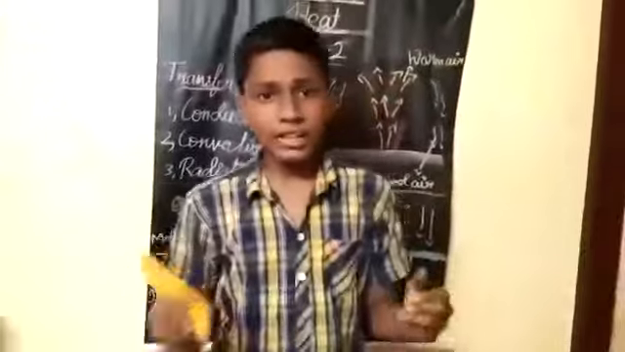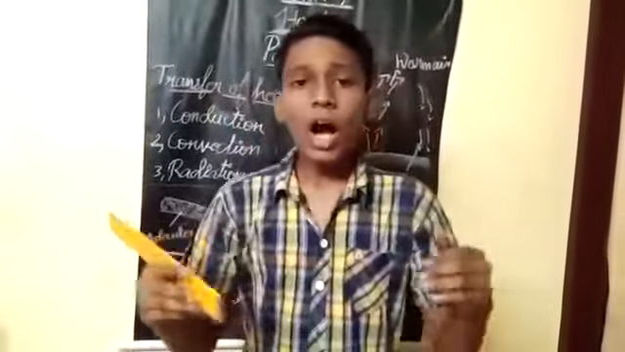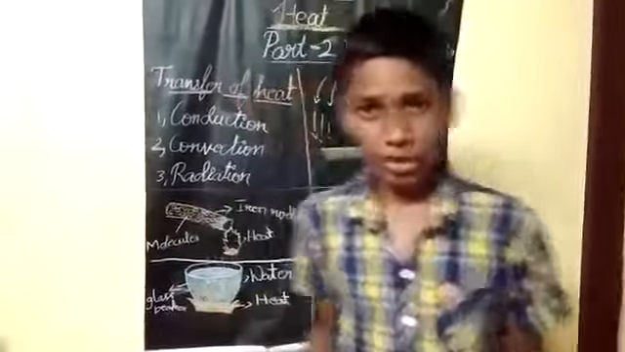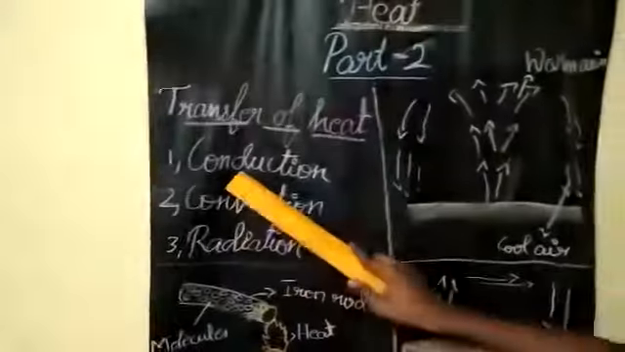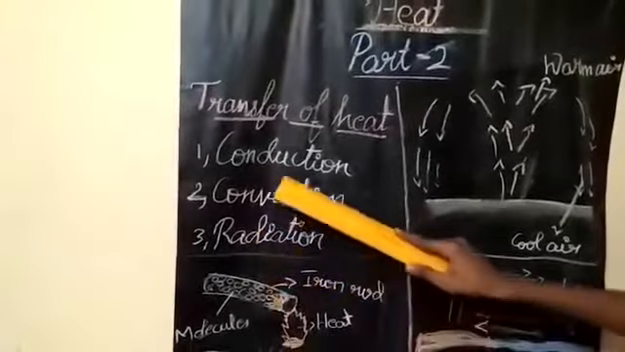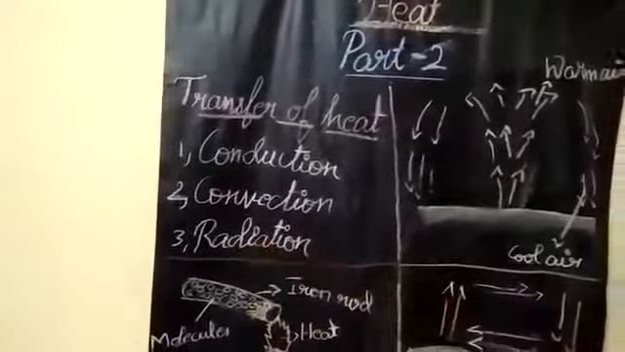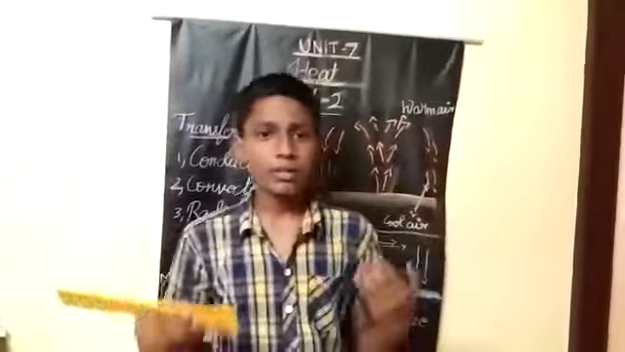Heat will transfer from the region of higher temperature to the region of lower temperature. By which types is the heat transferring? There are three types of heat transfer. They are conduction, convection and radiation. Now, first of all, we are going to see conduction.